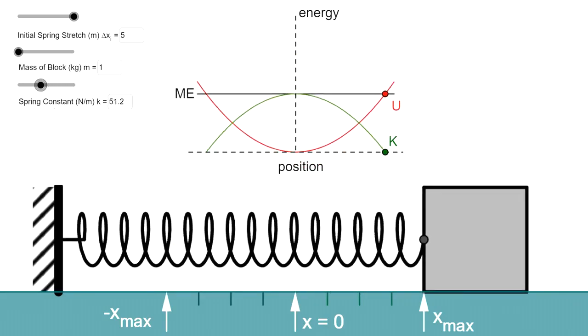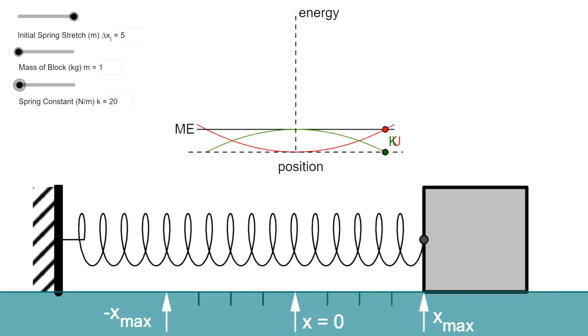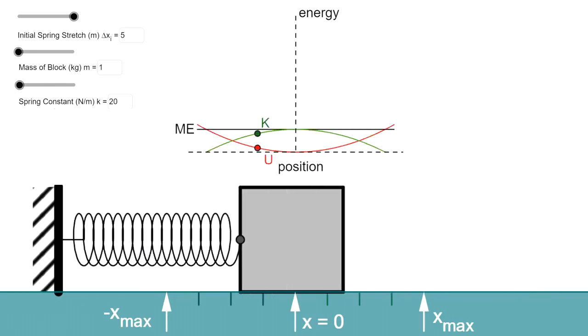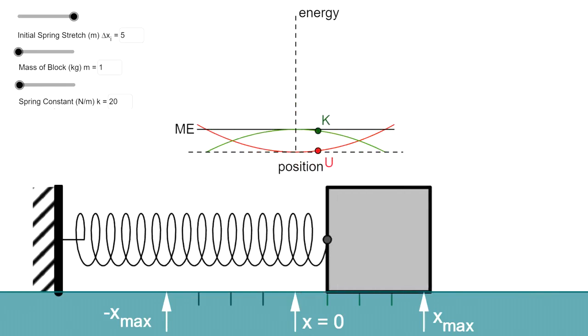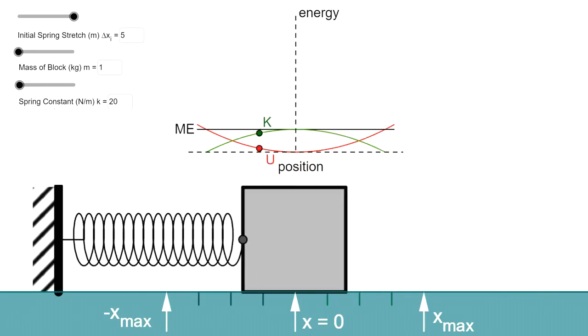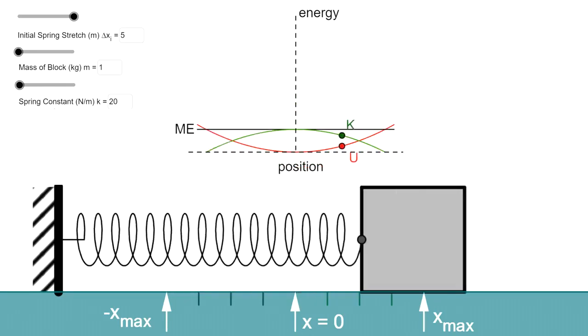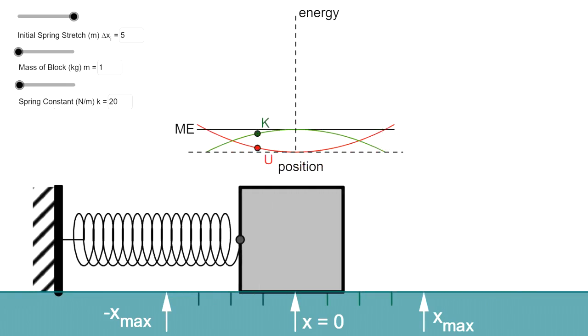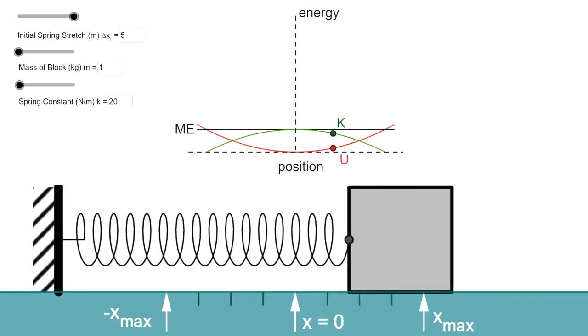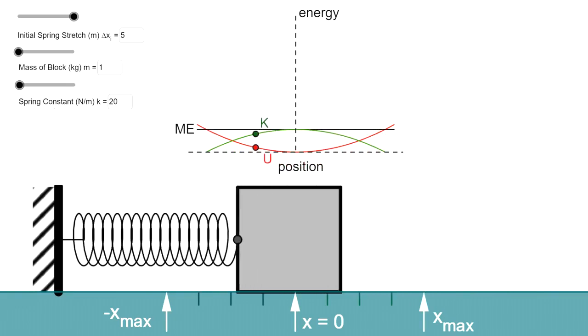We can change certain things, like if we lower the spring constant, we're lowering the total energy that's stored in the spring. And you can see that the kinetic energy transfer is a little bit slower. You still have the same features. You have turning points where the velocity is 0, and the maximum velocity is in the middle where the potential energy is going to be 0.